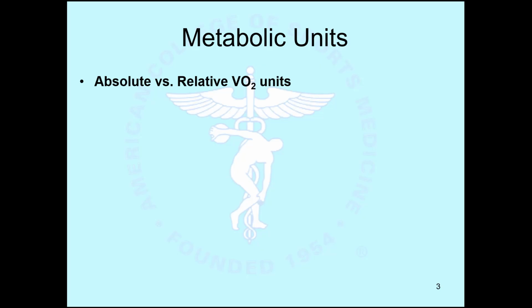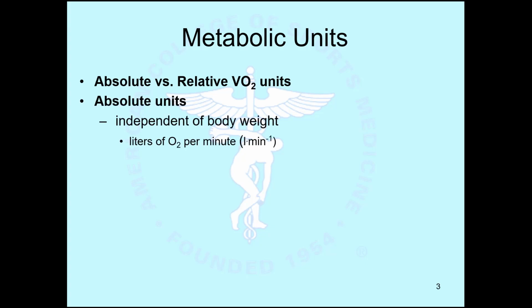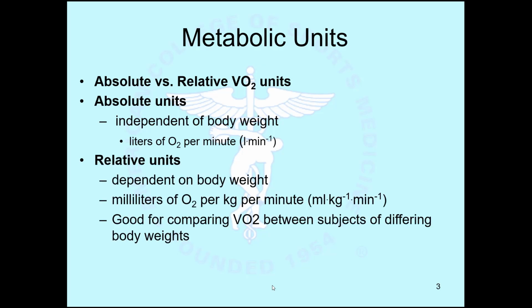So, quick review of some exercise physiology. When we assess oxygen consumption, we can report it in either absolute or relative units. Absolute units are independent of body weight, and the units are generally liters of oxygen per minute. You could also report this as milliliters of oxygen per minute, but liters is a little more common. Relative units are relative to body weight.